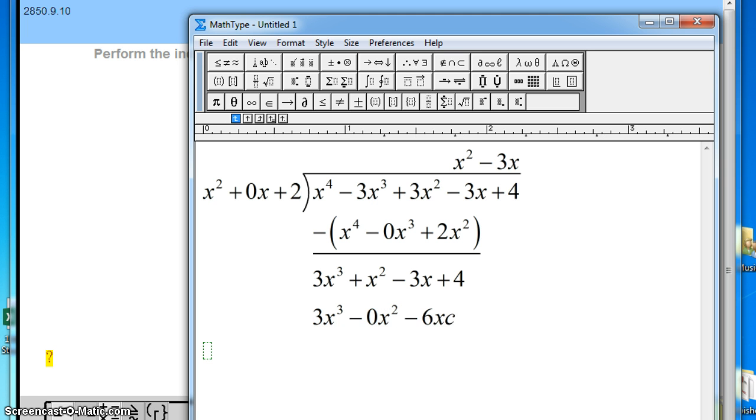Minus 6x. And again, we have this 4 here, and there's no last term. So if you want, just do plus 0 to keep a placeholder if it makes more sense to you. If not, don't worry about it. So again, we're going to subtract this one from this one, so put a minus in front.